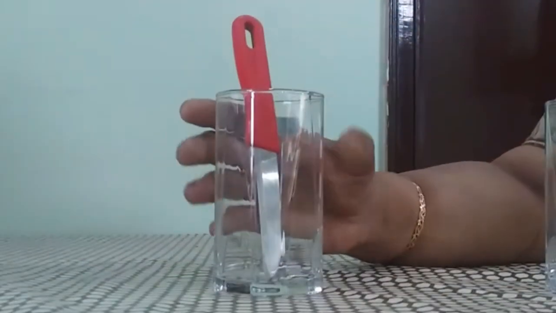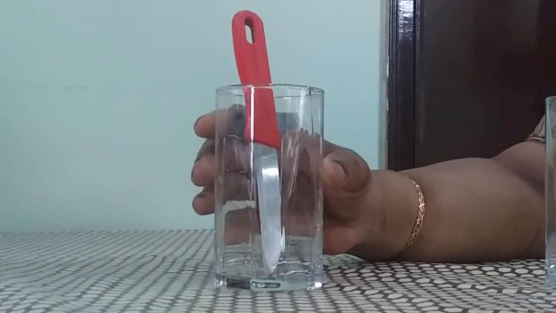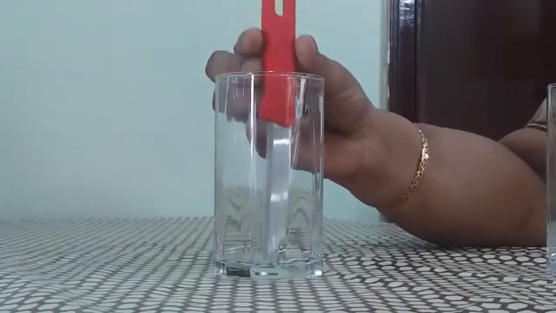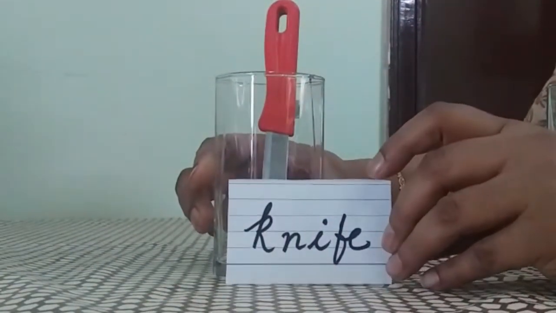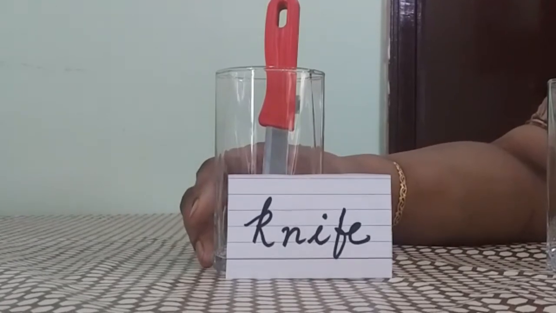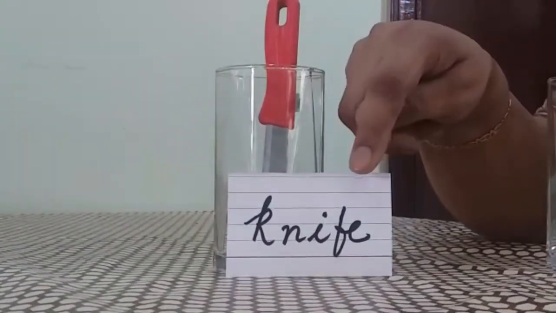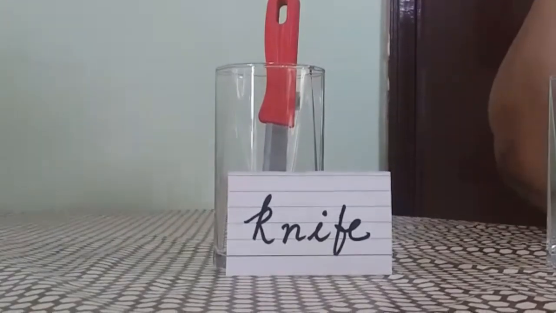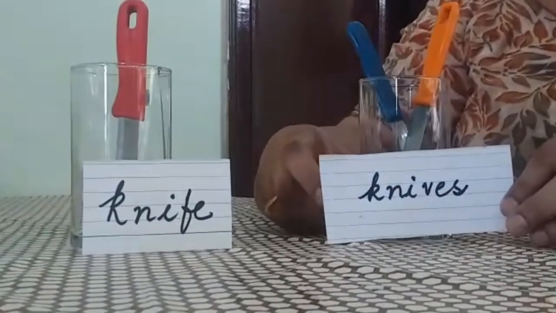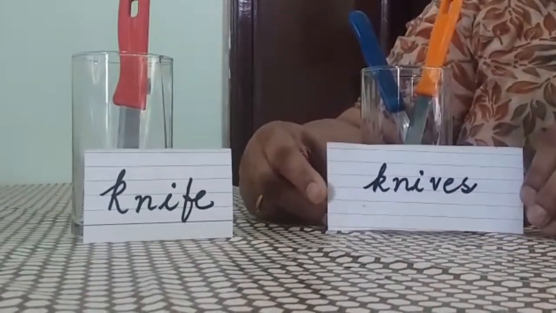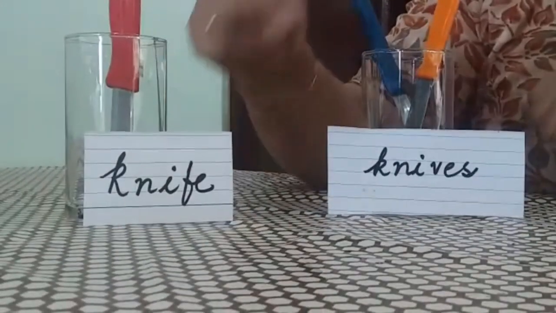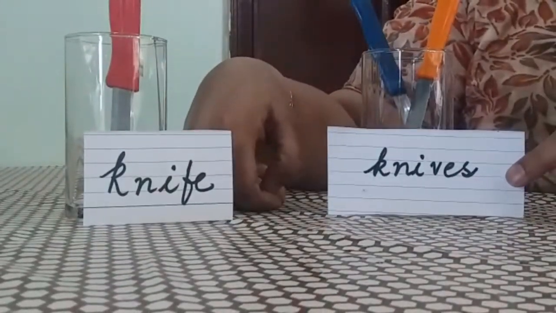Have you seen your mama chopping vegetables or fruits for you? Yes. What does she use? She uses a knife. What is the spelling of a knife? K-N-I-F-E. What letters can you see in the end? That is F and E. And if there are more than one, knives, then what spelling will you use? K-N-I-V-E-S. Yes, instead of F-E, we have used V-E-S.